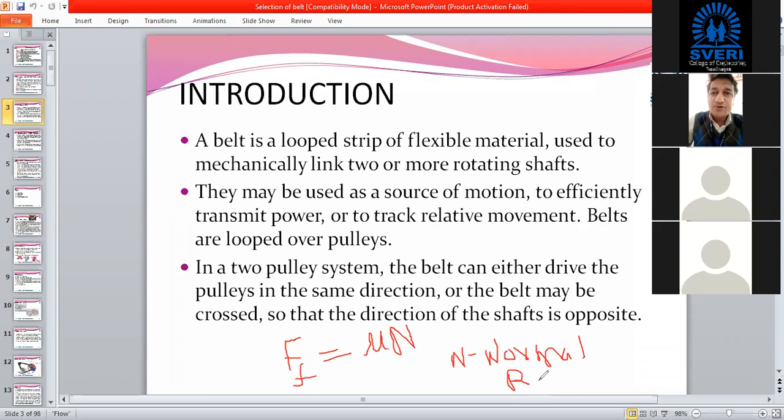And mu is the coefficient of friction. Am I right? So either you can increase mu or you can increase normal reaction to increase the frictional force. So mu depends upon the material, and N depends upon how much force you are going to exert while you are transmitting the power.